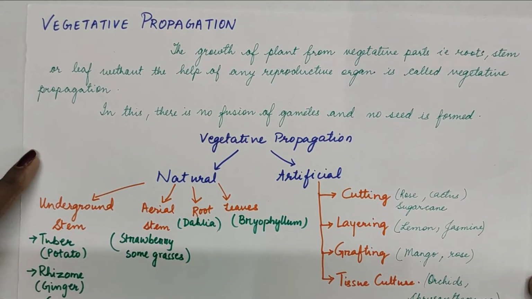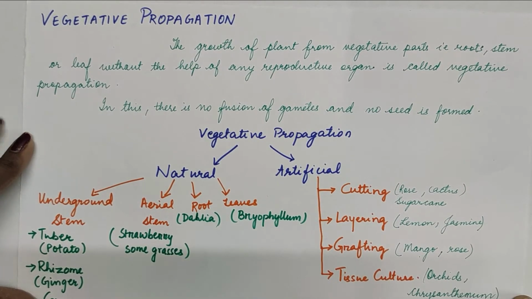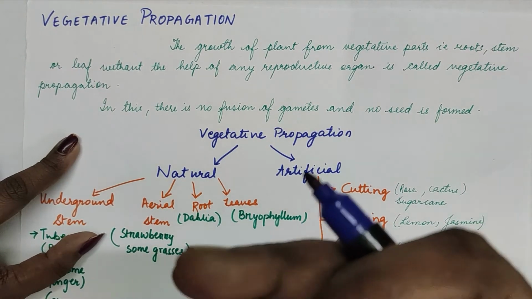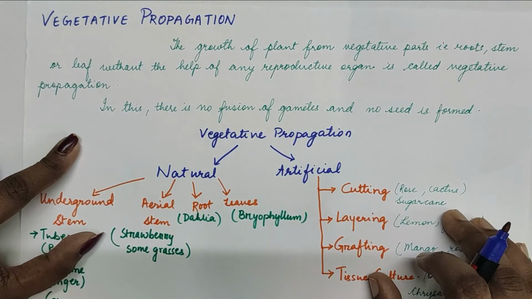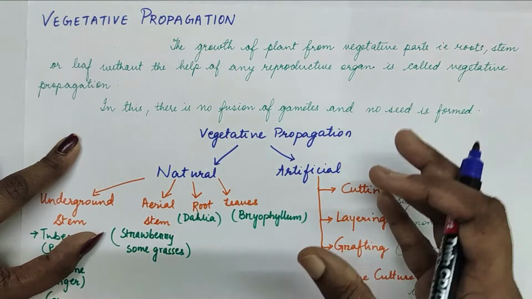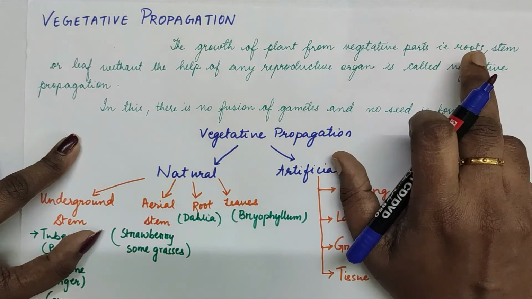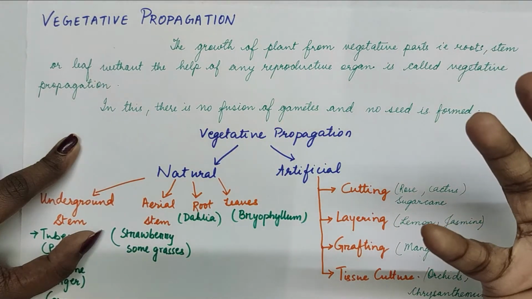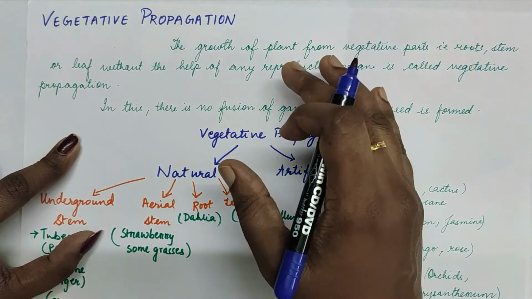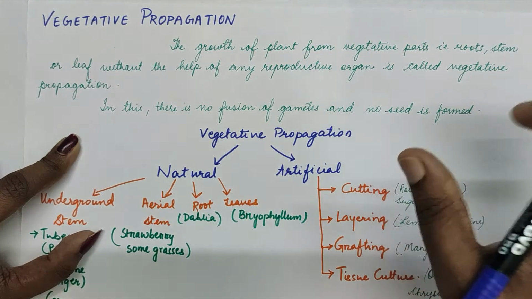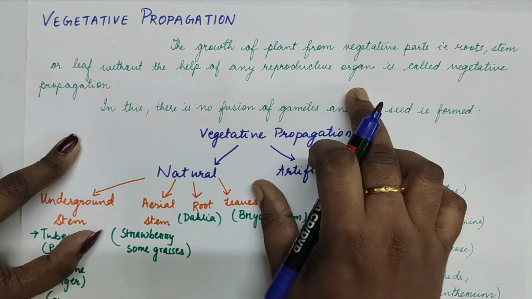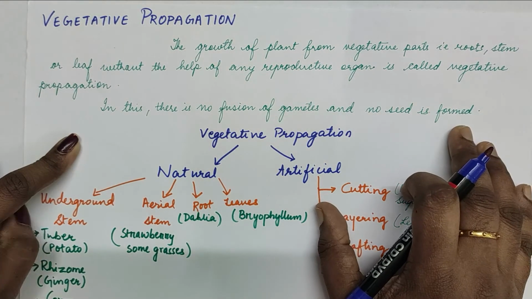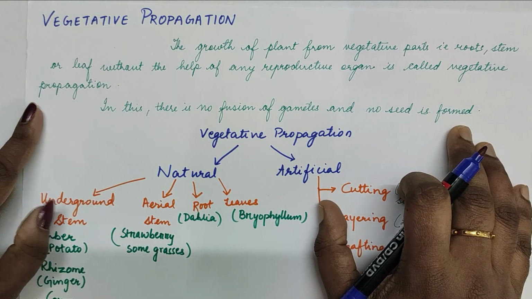Now here, you might know that in the plant, the flower is the main reproductive organ, which later forms the fruit and the seeds. But there are other parts like roots, stems, and leaves, with which the plant can also grow a complete plant. So when the growth of a plant happens from the vegetative parts like root, stem, or leaf, without involving any reproductive organ, then that kind of reproduction is known as vegetative propagation.